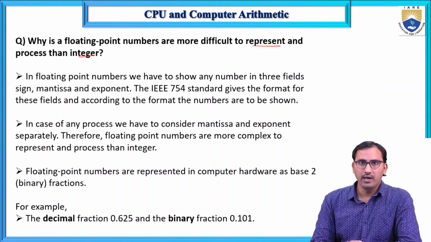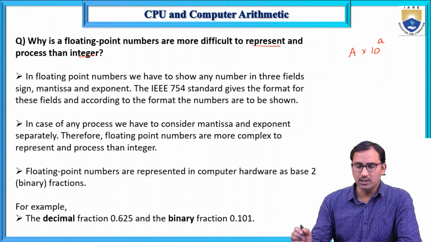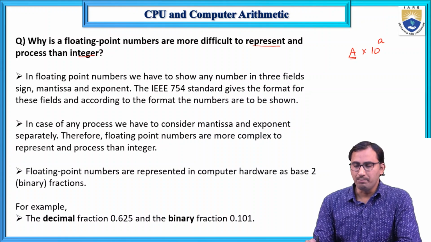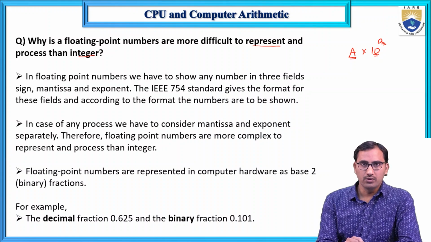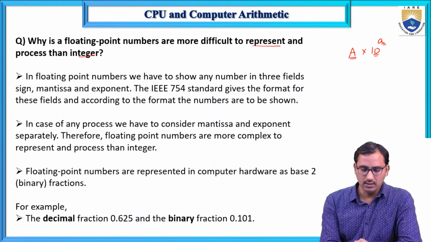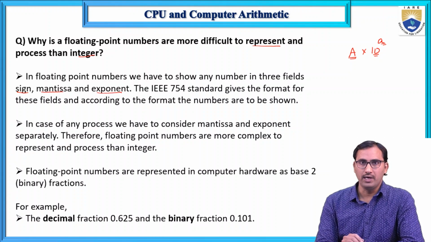The floating point number can be represented as a into 10 power small a. This is a representation of the floating point number, where a is the mantissa, 10 is the base, and small a is the exponent. So, in floating point numbers, we have to show any number using three fields: the sign of the number, the mantissa, and the exponent. Using these three, we can represent any floating point number.